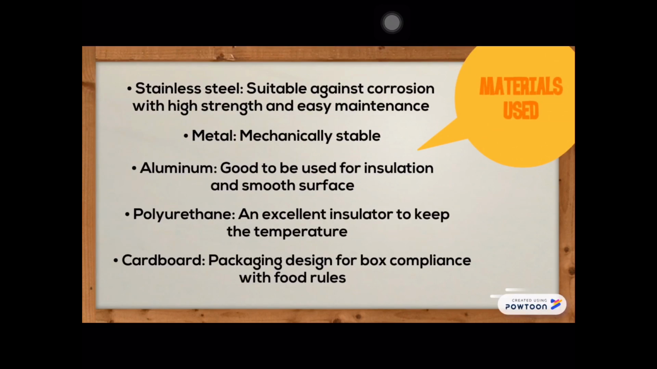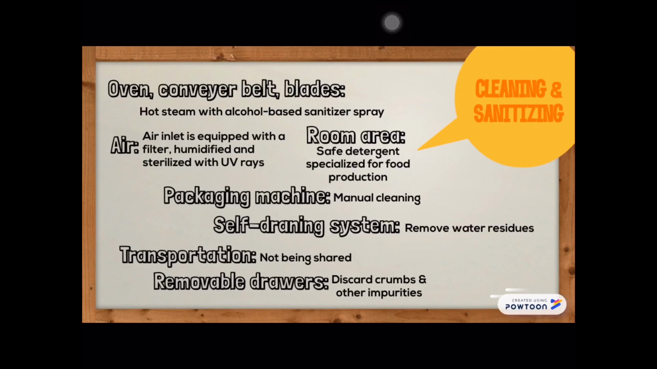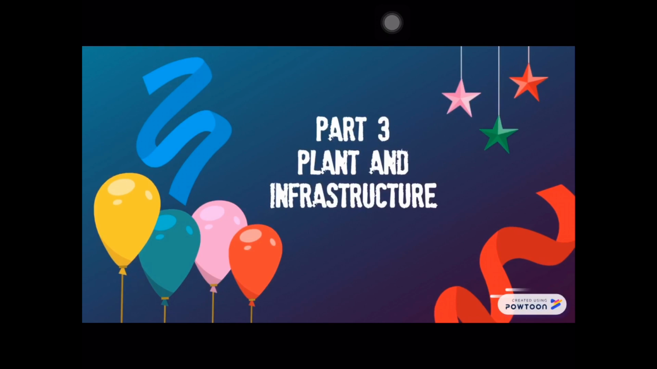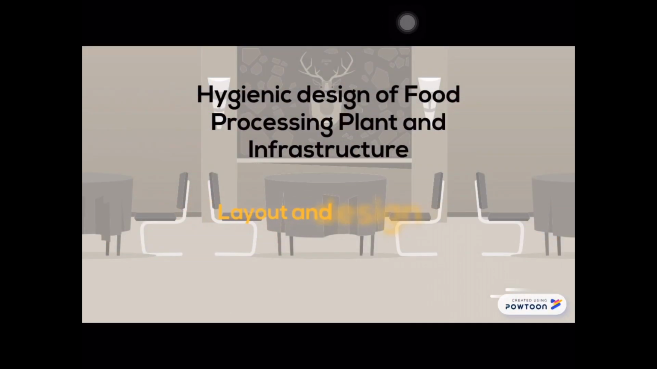Summary of material used. Summary of cleaning and sanitizing. Hygienic design of food processing plant and infrastructure. Layout and design floor, wall and piping.